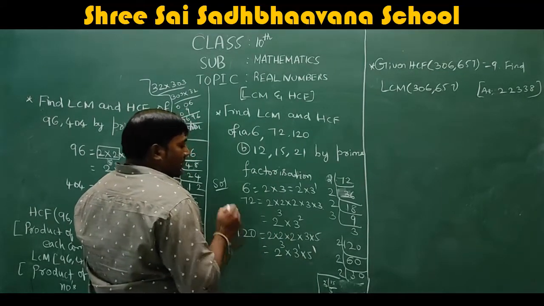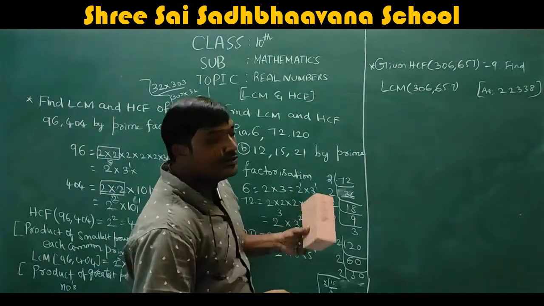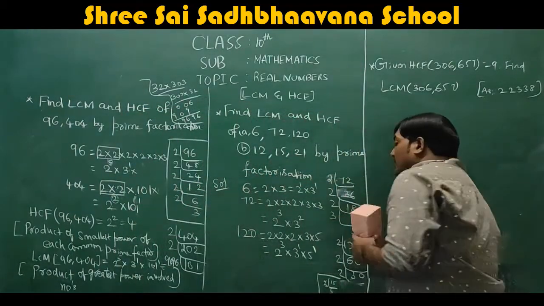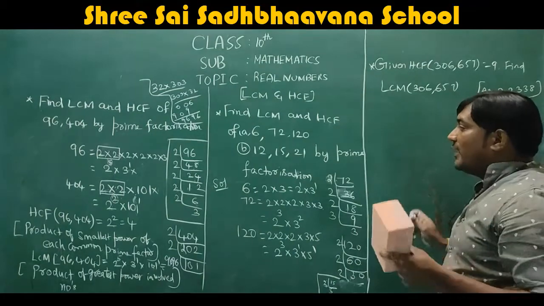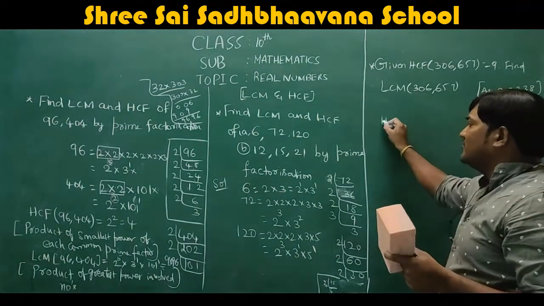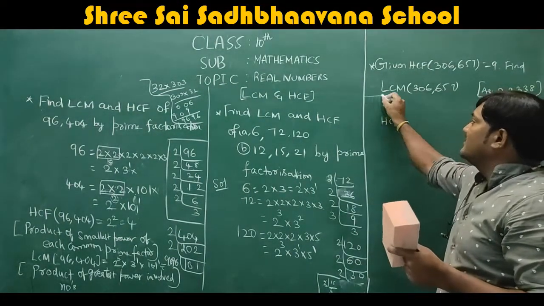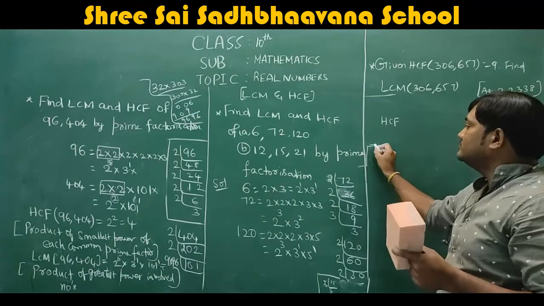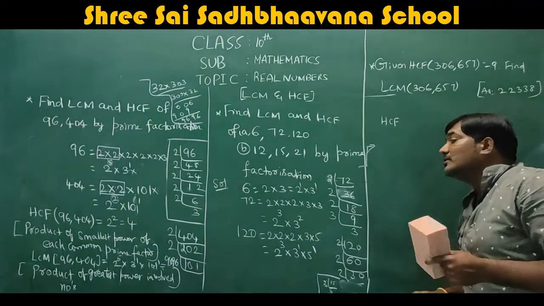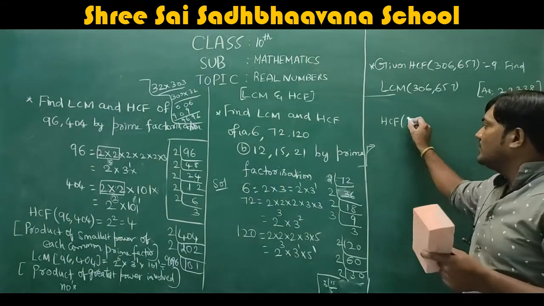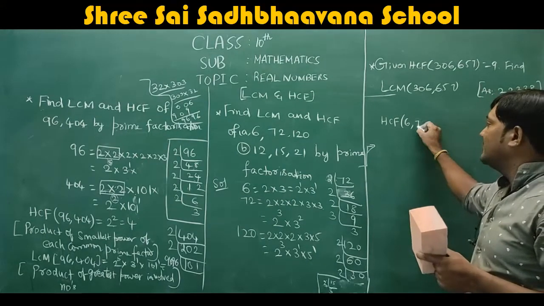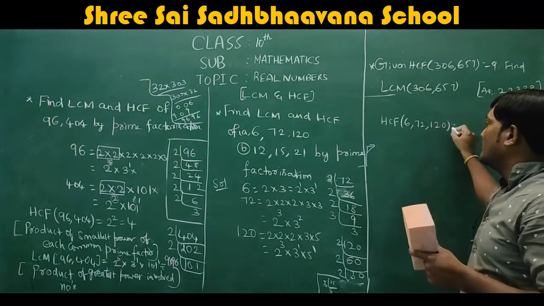Now, after getting this, first step I'll just do here so that you can clearly see that. So we have to find HCF first. HCF of 3 numbers we have to find. So 3 numbers, we'll write it down: 6, 72, 120.